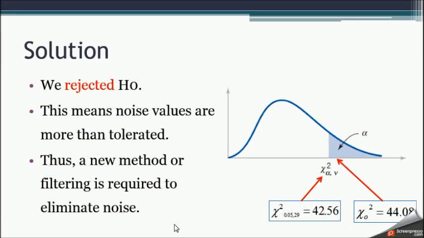So now our solution was to reject the null hypothesis. So what does that mean? This means that the noise values are more than the tolerated level. So we have noise variance larger than 2.5. So here we have a problem in this communication channel or in the equipment or devices used to transmit this signal. Therefore, we should have a new method, or filtering is required to eliminate the excess noise.